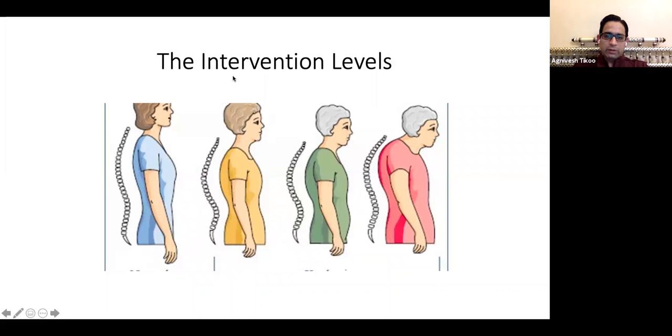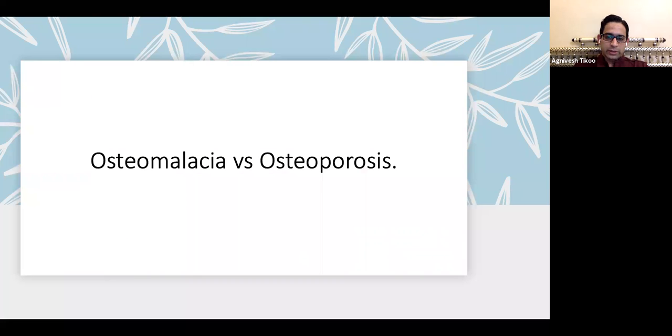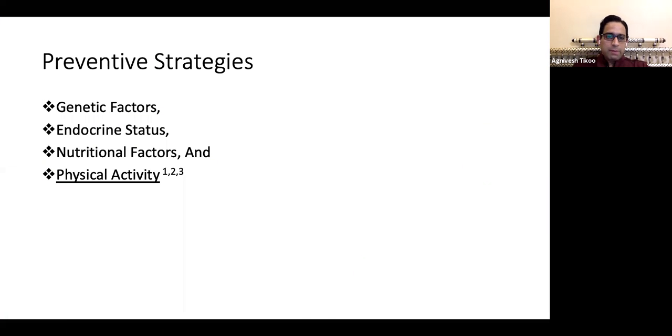So the intervention level of the patient has to be when the patient is of this early young age, not when already the hump has happened and the patient's quality of life has diminished. So this is the time when you should look at intervening and educating people about osteoporosis in your clinic, especially the females who are in young age group. So preventive strategies are based on these few things, which are genetic factors, endocrine status, nutritional factors, and physical activity. Now, the first one, genetic, you can't modify, you can only quantify the risk.